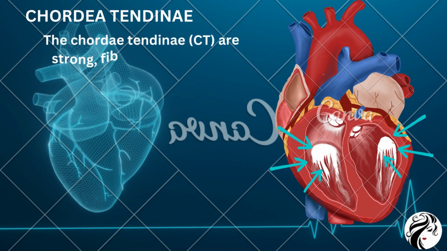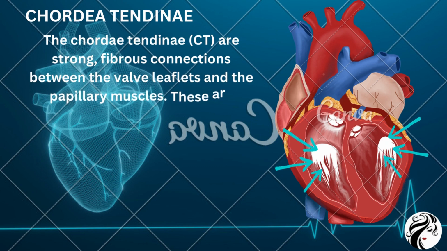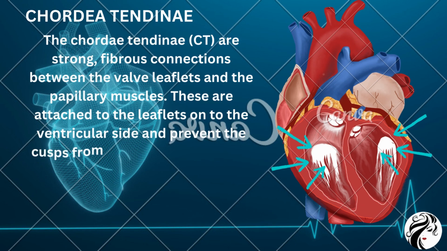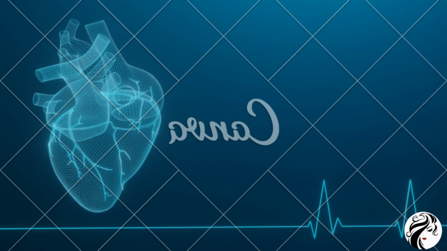The chordae tendineae, as I discussed in the previous slide, are basically fibrous connective tissue thread-like projections attached to the papillary muscle, which basically prevent the valves from swinging back during systole.